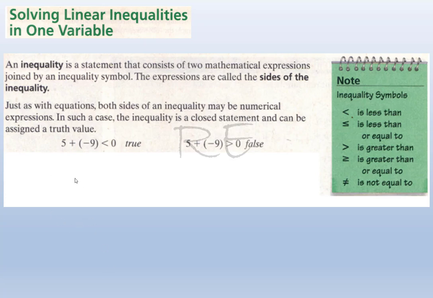If both sides of an inequality consist of numerical expressions, the inequality is a closed statement and can be assigned a true value. 5 plus negative 9 is less than 0 is true because negative 4 is less than 0. 5 plus negative 9 greater than 0 is false because negative 4 is not greater than 0.